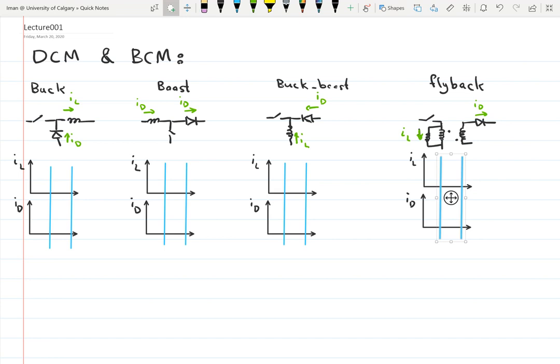Okay, so our IL here, let's say we are operating in BCM, it starts from 0, it goes up here and then goes down, and then our ID would be 0 when the switch is conducting and would be equal to IL when the switch is off. So same thing here: this goes up and then goes down, and when the switch is on, the diode current is 0, and then the switch turns off.